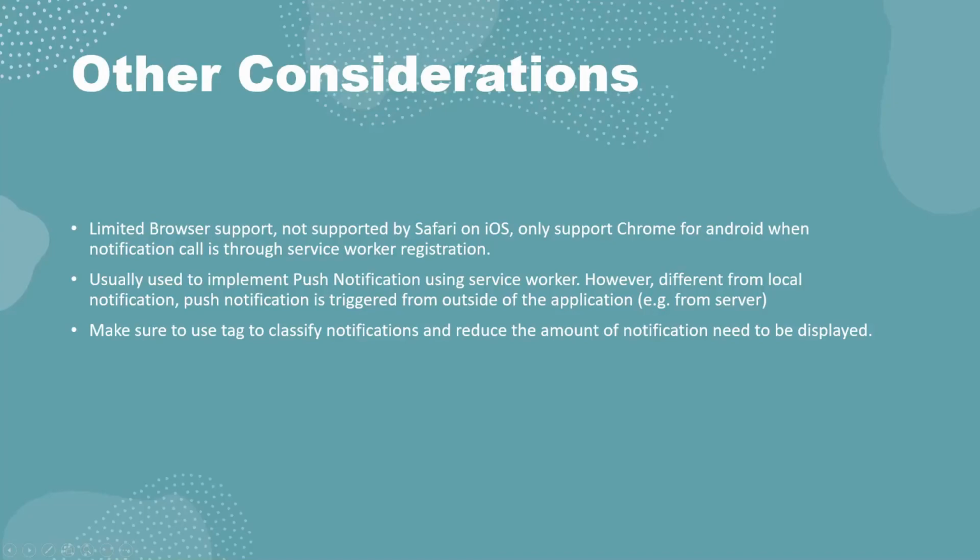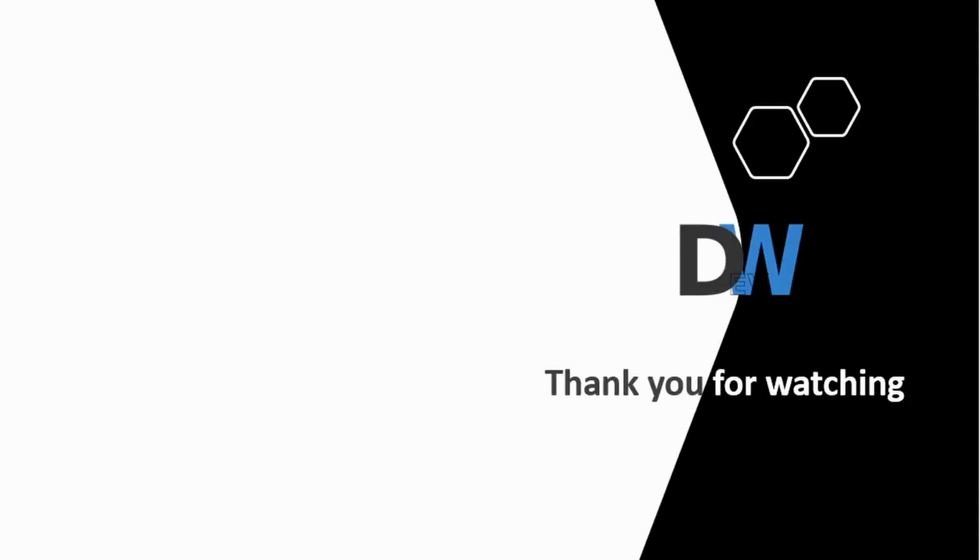And the last thing I want to talk about is that when you're implementing the notification, there's an options object you can use as a second argument, but be sure to use the tag inside of that second argument to classify the notifications and actually reduce the amount of notifications that need to be displayed. For example, if your friend sends you two messages in quick succession, without the tag you will be receiving two notifications. But with the tag, the notification will be reduced to just one because the two messages are sent in quick succession. Okay, so that's everything you need to know about the notification API.